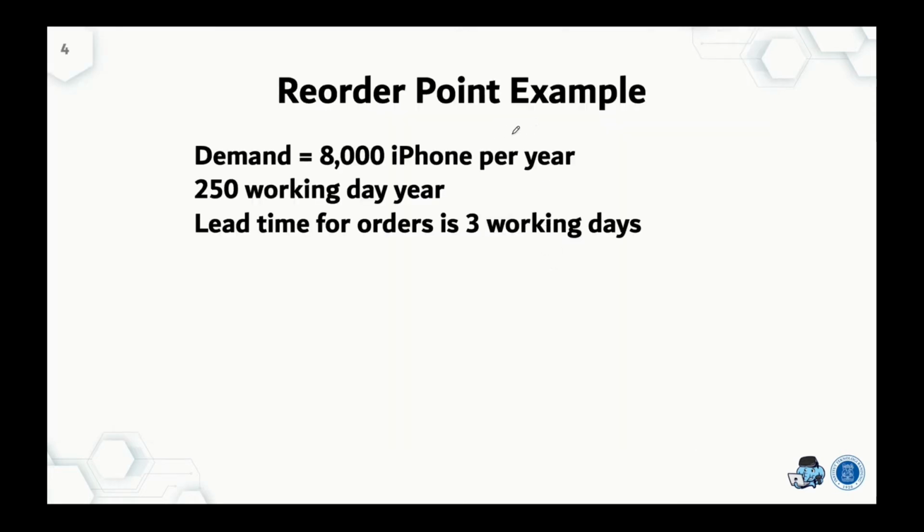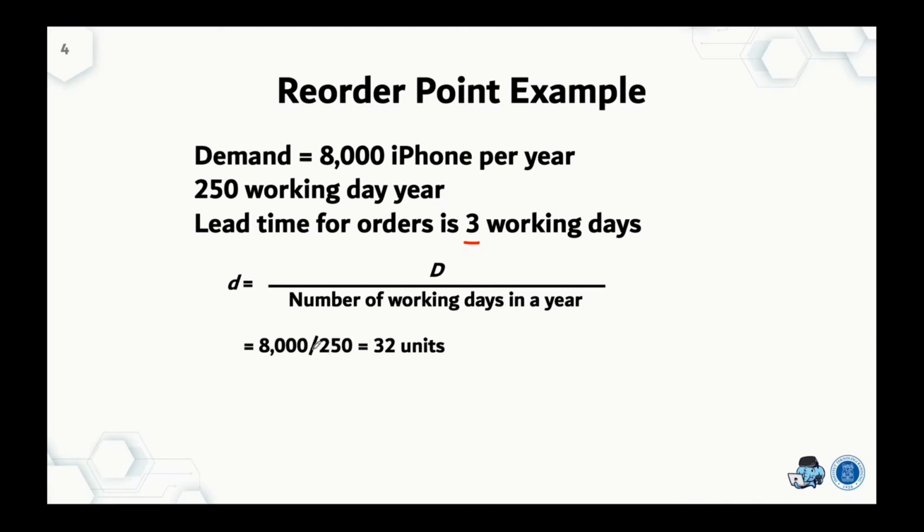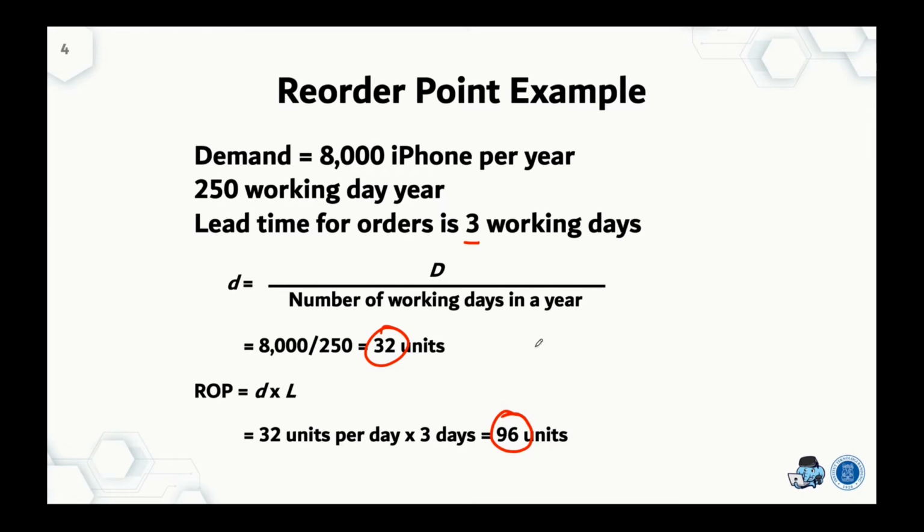Consider an example of the demand. The iPhone demand per year is 8,000, and in one year we have 250 working days. This is for simplicity. And the lead time for an order is 3 working days. So we can simply calculate the demand per day: 8,000 divided by 250 is 32 units. And the reorder point is 32 multiplied by 3, so 96 units. This means when our inventory level reaches 96 units, we should make a purchase order.